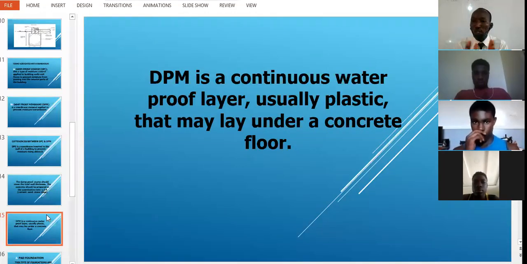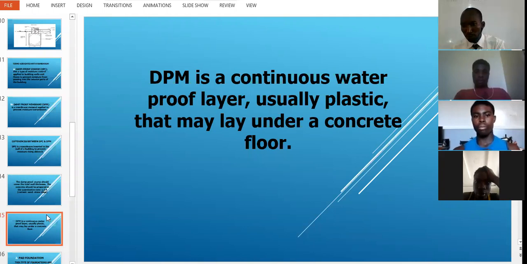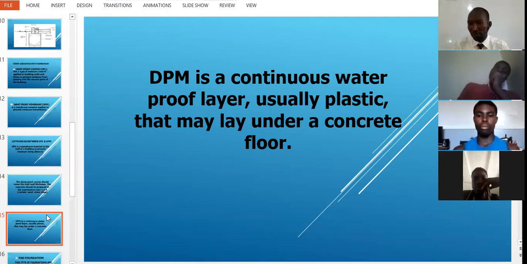The purpose of the two is to prevent moisture, but they serve this purpose in different places. Damp-proof course has to do with the wall. Damp-proof membrane has to do with the floor. The material used for the two are also different.